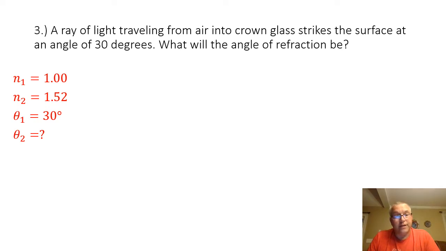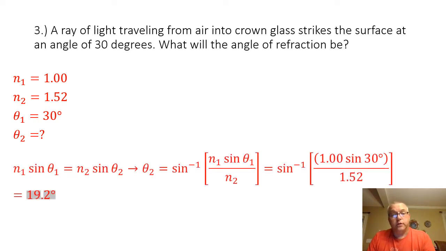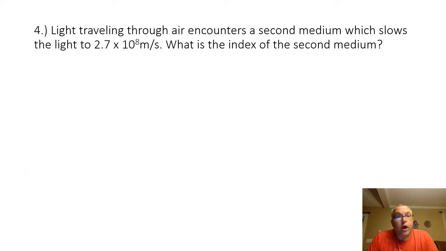Using Snell's law to solve for theta 2 gives me theta 2 equals the inverse sine of n1 times sine theta 1 divided by n2. I plug my known values into that equation, and that will give me an angle of refraction, or theta 2, of 19.2 degrees.